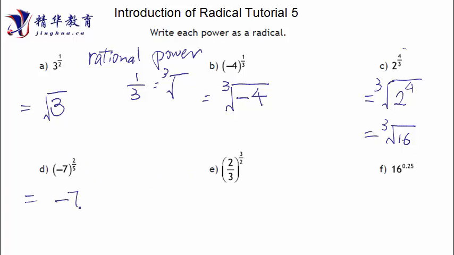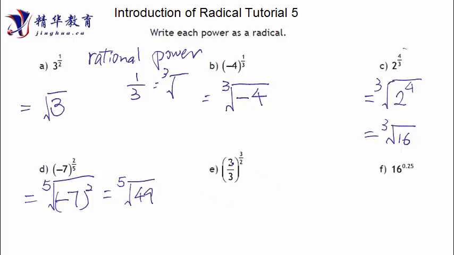Negative 7 to the power of 2 over 5: the root of 5, right? Because the denominator is 5 here. Again, negative 7 to the power of 2 is how much? It's 49. So the fifth root of 49, that's it.